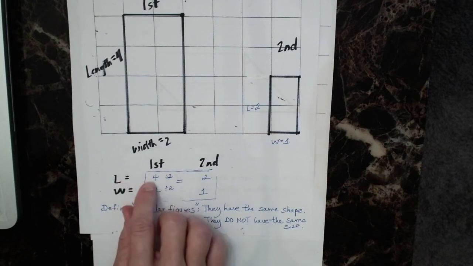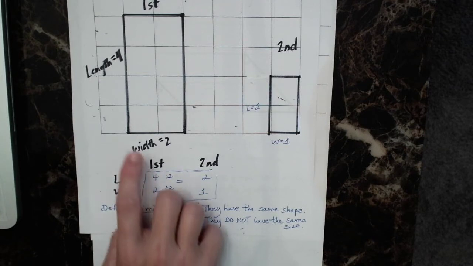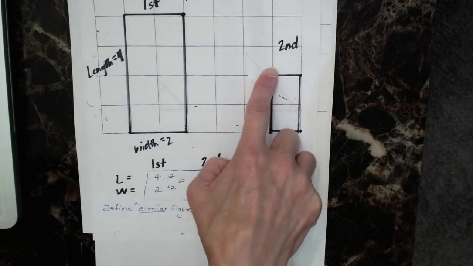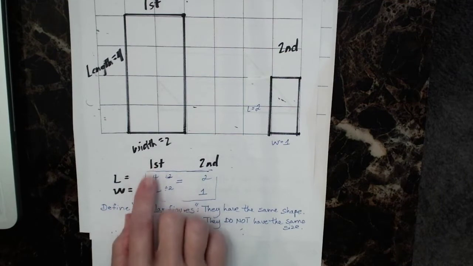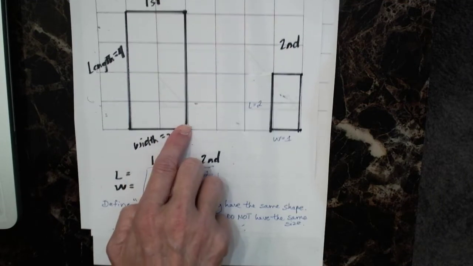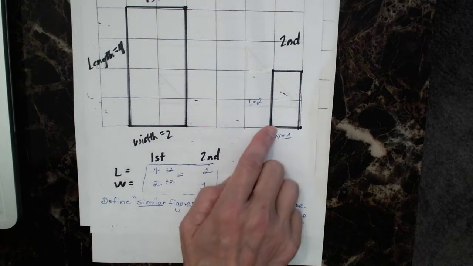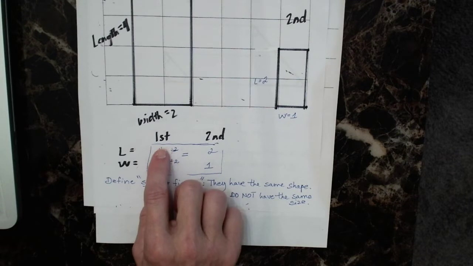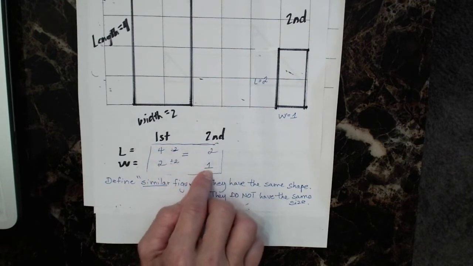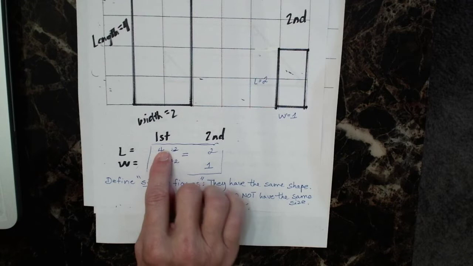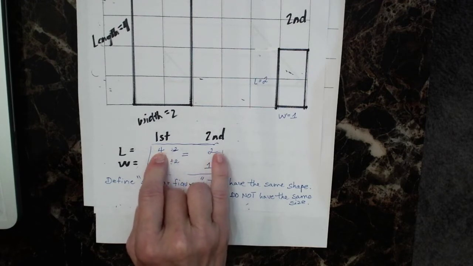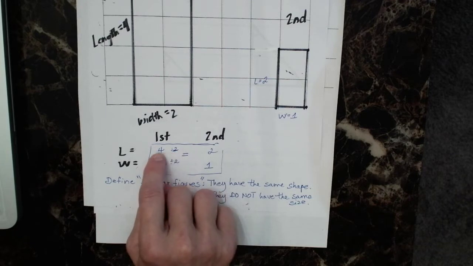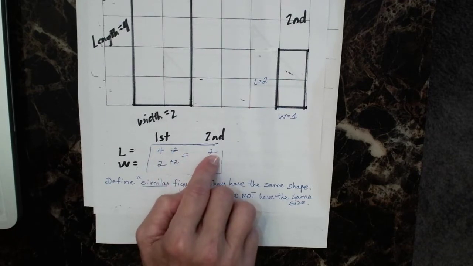So remember, we counted the length of the first rectangle is 4. The length of the second rectangle is 2 squares. The width of the first rectangle is 2 squares. And the width of the second rectangle is 1 square. So when you're writing it in this way, you have to ask yourself what you can divide 4 by to get to 2. And with your fact family, you know 4 divided by 2 equals 2.